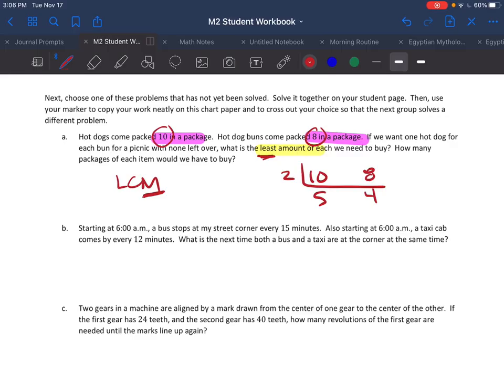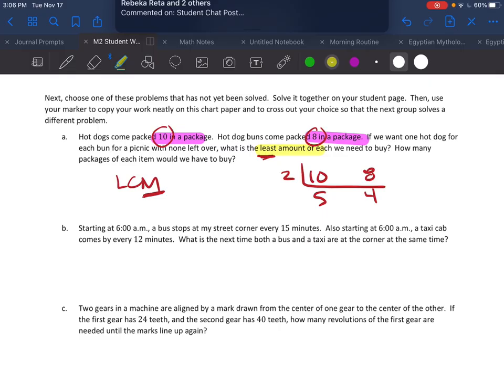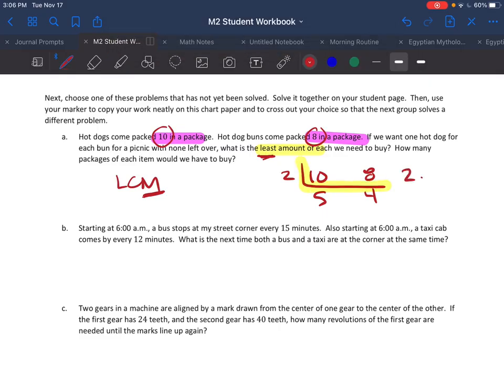Now, I'm looking for least common multiple, so I need to multiply everything along the L. So I'm going to multiply 2 times 5 times 4. 2 times 5 is 10. 10 times 4 is 40. My least common multiple is 40. So I'm going to need 40 hot dog packages and 40 bun packages. Okay, hope that helps. You will need to know, reading a word problem, how to determine if you need to look for the least common multiple or the greatest common factor.